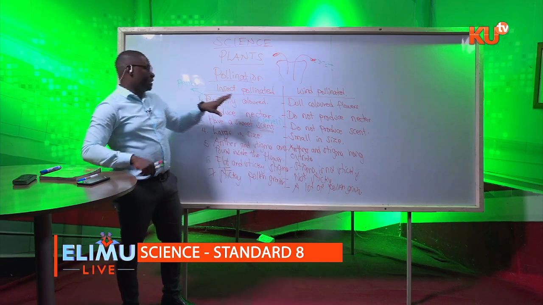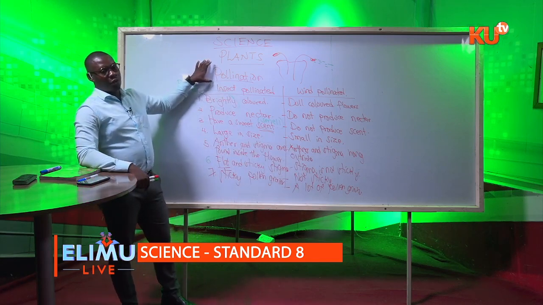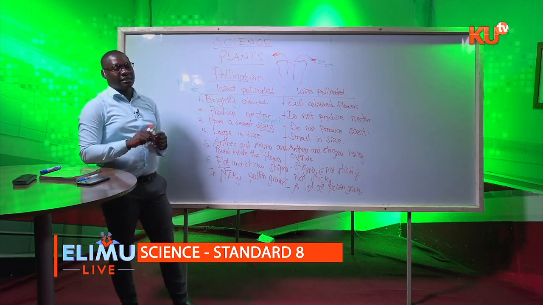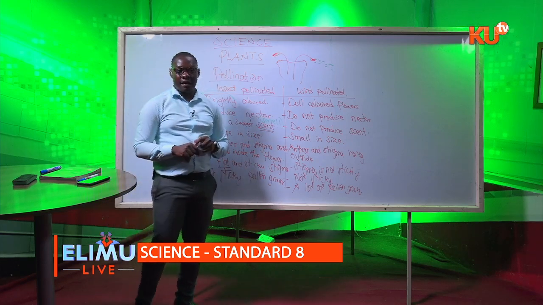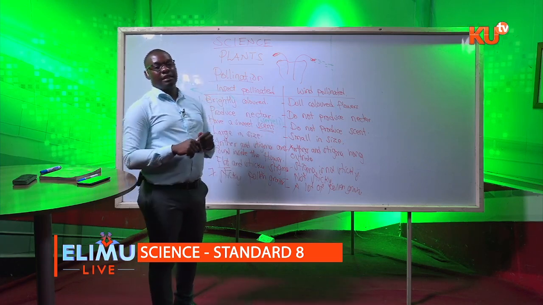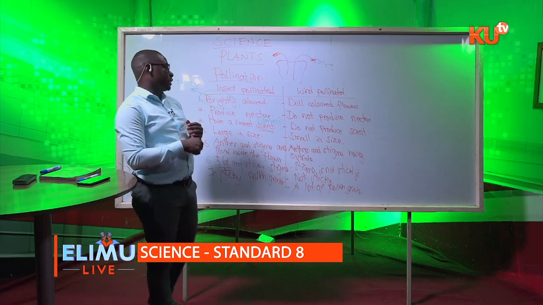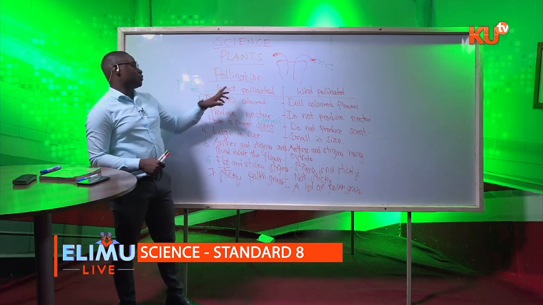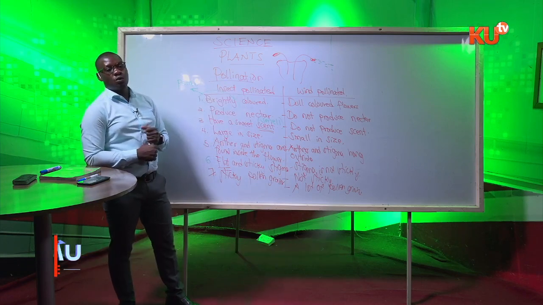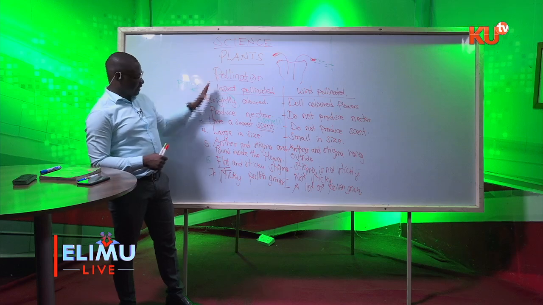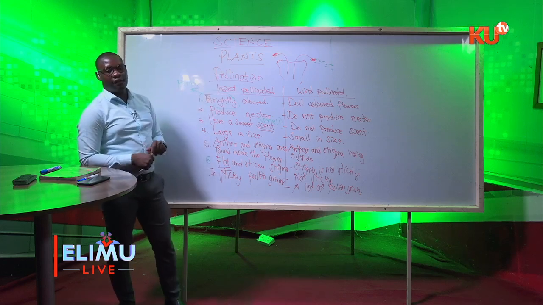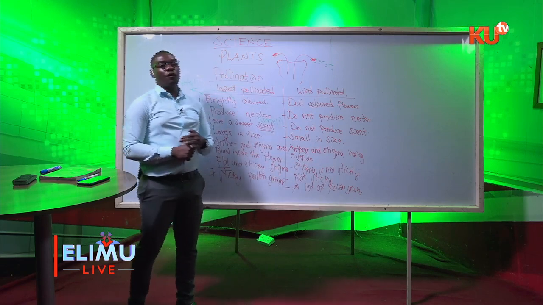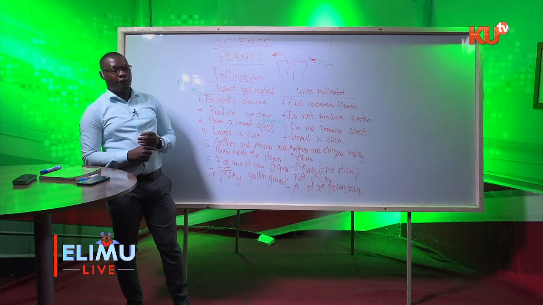I started by defining pollination, which was the movement of pollen grains from the anthers to the stigma. Then I talked about what makes that movement possible, and we call them agents of pollination. And we looked at two, insect and wind. So this gives the characteristics of insect-pollinated flowers, and this gives the characteristics of wind-pollinated flowers.